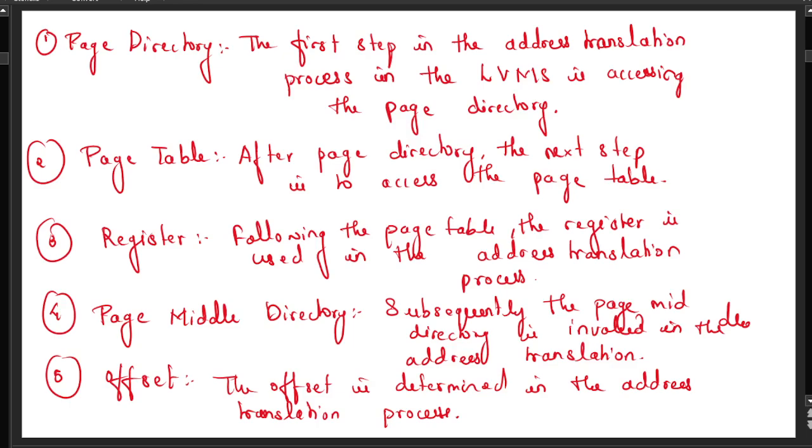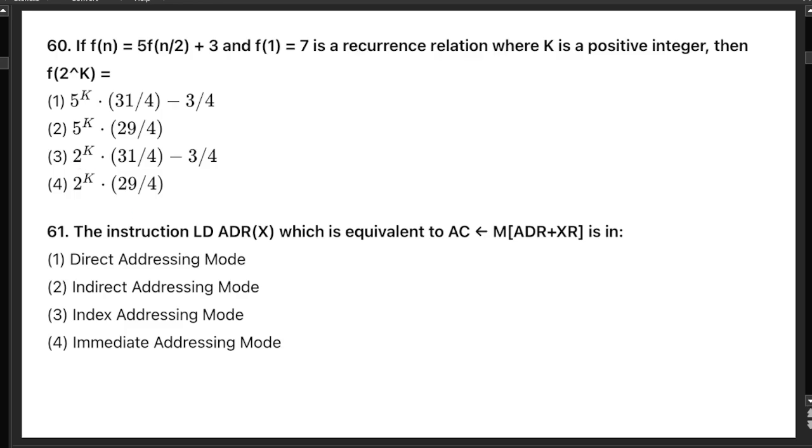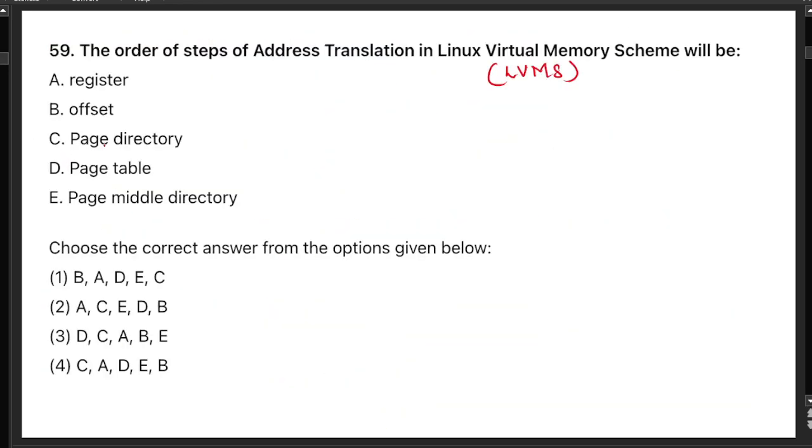So here the correct order of the steps for address translation in the Linux virtual memory scheme is as follows. C is page directory first. So here in first itself all the others will get cancelled, because the first step itself is page directory, which is option C. Second is A, which is register, D, which is page table, E, which is page middle directory, and B is the offset. So here we can say that option 4th is the correct one: C, A, D, E, B. Okay everyone, I hope you got this.